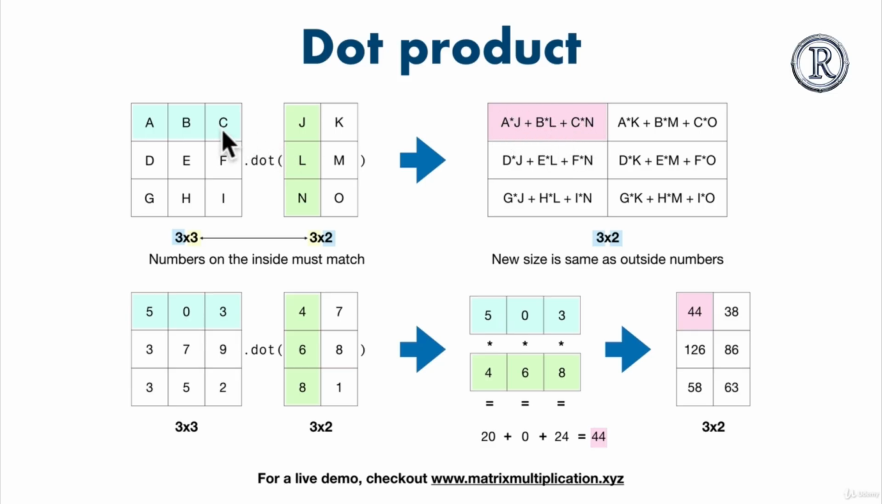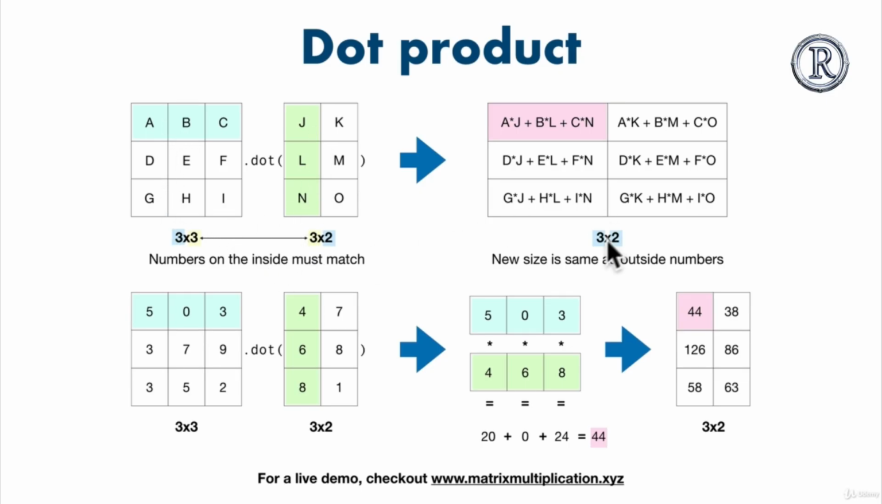And then if we kept going through, we would eventually get this resulting matrix here. But there's a couple of rules with a dot product. The numbers on the inside must match. So for a dot product to happen between two matrices, their dimensions, if you put them side by side, so this 3 matches this 3. So this matrix here has 3 rows, and so does this one.